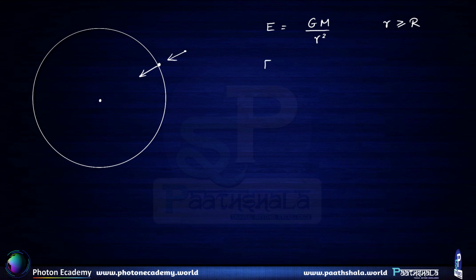And E inside we know is equal to 0. So this is for r less than R.